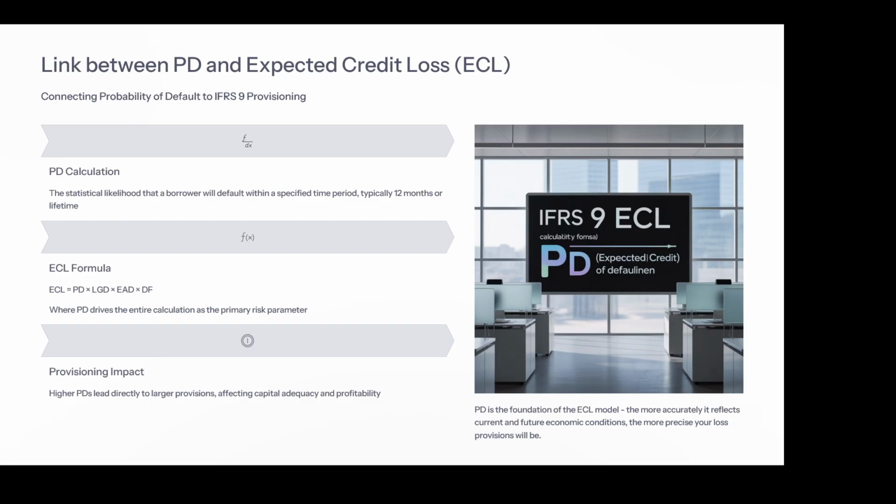Now let's connect the dots between PD and expected credit loss. Probability of default, or PD, is simply the likelihood that a borrower won't be able to meet their debt obligations. In IFRS 9, PD feeds directly into the expected credit loss, or ECL, calculation. The formula is straightforward. ECL equals PD multiplied by LGD multiplied by EAD multiplied by a discount factor. The important thing to remember is this: PD drives the whole calculation. If PD goes up, provisions go up, and that directly affects profitability.